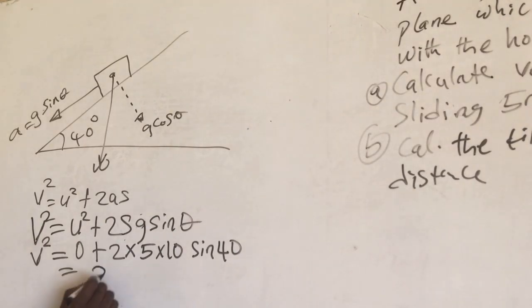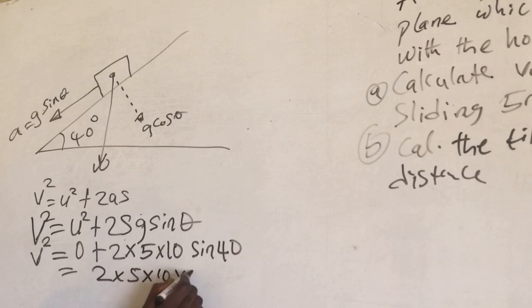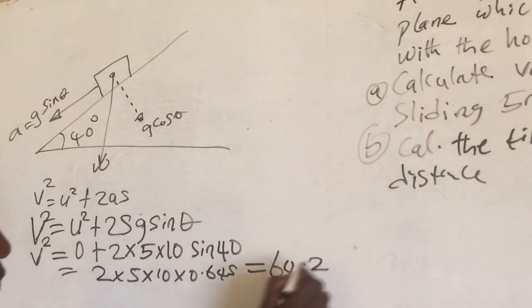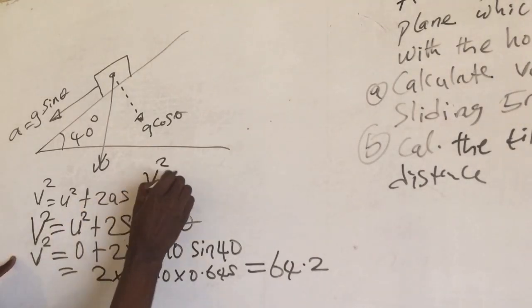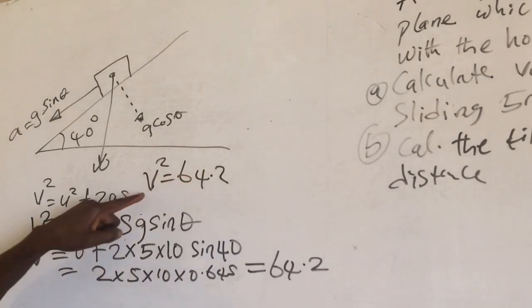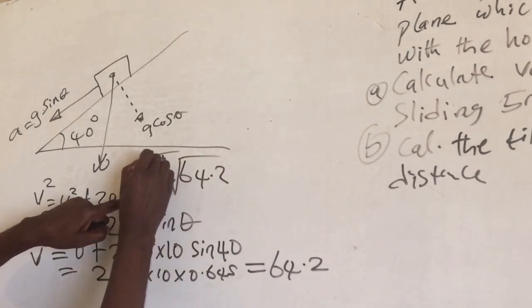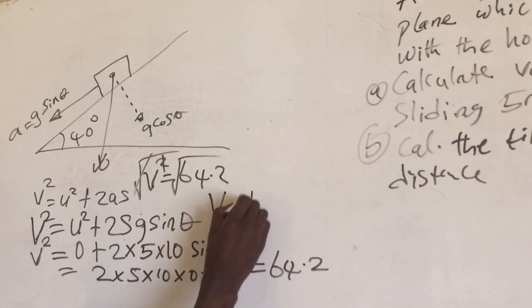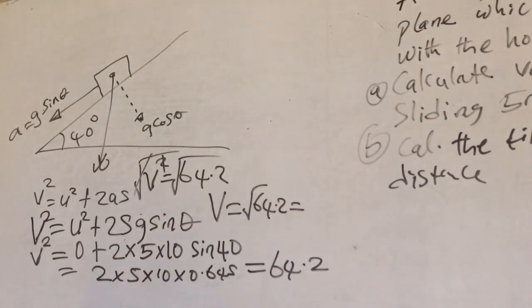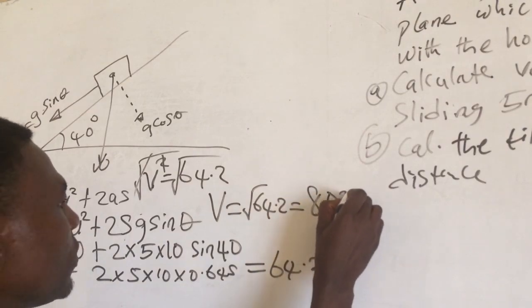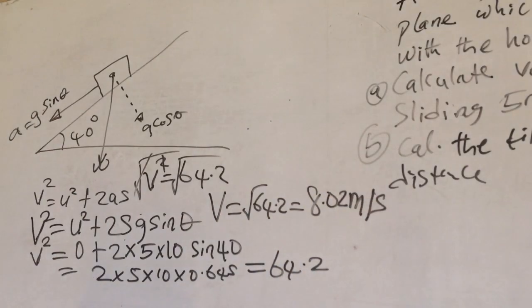Sine 40 gives us 0.643. Now we have 2 times 5 times 10 times 0.643, and when we multiply all this with our calculator, we have 64.2, which means v squared equals 64.2. Making v the subject of the formula, we find the square root of both sides. The square root sign cancels the square, so we have v equals the square root of 64.2. When we find the square root of 64.2 with our calculator, we have 8.02 meters per second.